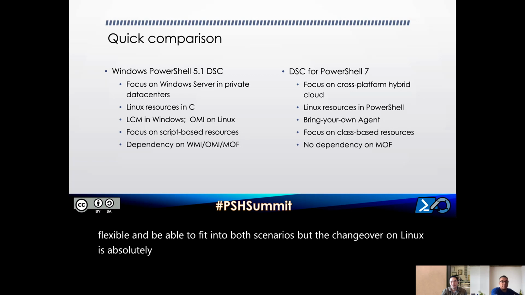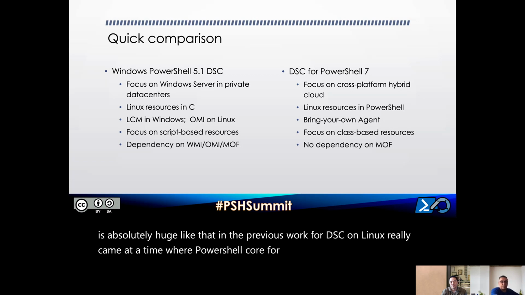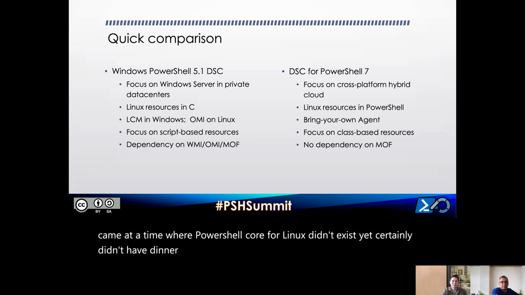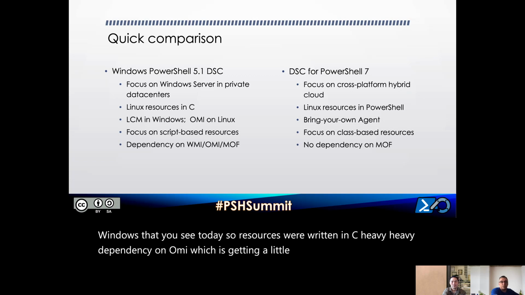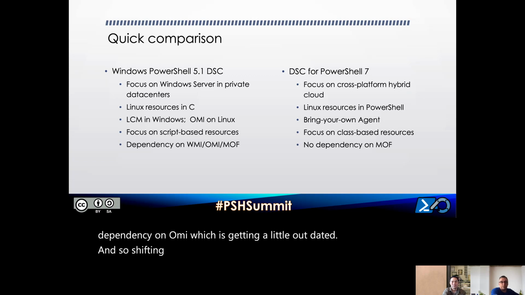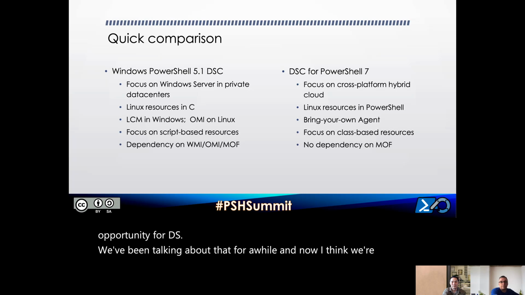The previous work for DSC on Linux really came at a time when PowerShell Core for Linux didn't exist yet. Certainly, it didn't have the popularity of running PowerShell outside of Windows that you see today. So resources were written in C, with a heavy dependency on OMI, which is getting a little outdated. And so shifting over to PowerShell Core is going to be a huge new opportunity for DSC. We've been talking about that for a while, and now I think we're seeing it start to come to fruition.